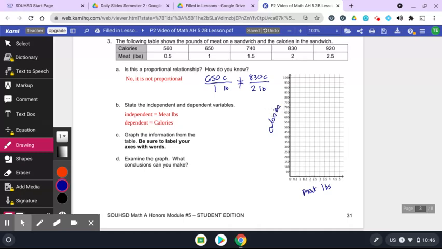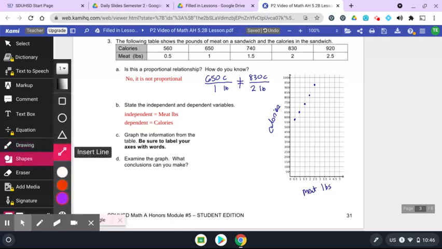Okay, so half of a pound gets me 560. 1 pound gets me 650. 1.5 pounds gets me 740. 2 pounds gets me 830. 2.5 pounds gets me 920. So I do see that I can make a line through it, but it's not starting. It lines up. It's just not starting at the origin. Okay.